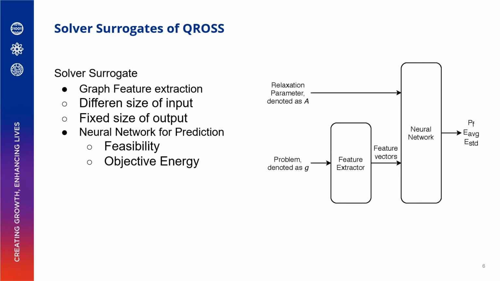This is the structure of the surrogate. We present the problem in the format of a graph as the input of the neural network. Then we extract the feature of the graph. Because problem size could vary largely in practical applications, the feature extractor can handle problems of different size and output feature vectors of fixed size for the subsequent analysis. Together with the relaxation parameter, the feature vector is passed to a neural network, which subsequently predicts the probability of feasibility as well as the statistics of the objective energy.